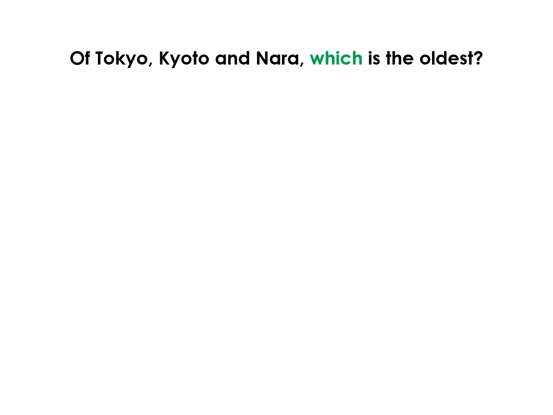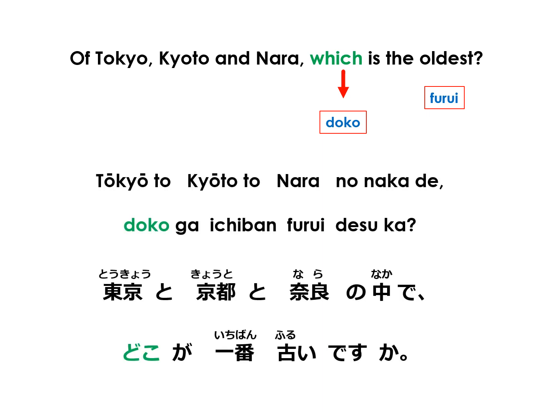Next example. Of Tokyo, Kyoto, and Nara, which is the oldest? The Japanese word for old is furui. The interrogative in English is which, but in Japanese we use the interrogative pronoun doko, meaning where, because the choices are all places. Putting them together, we say Tokyo to Kyoto to Nara no naka de doko ga ichiban furui desu ka?